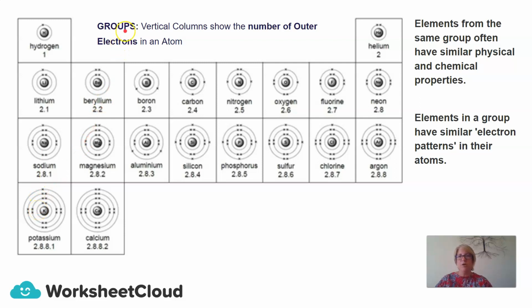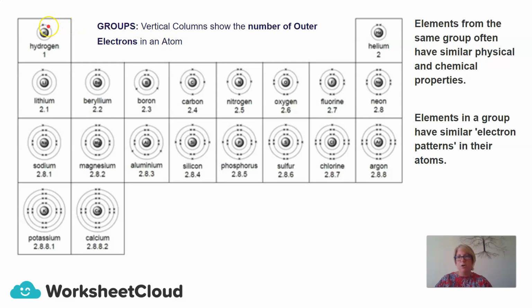So if we have a look at it, groups are the vertical columns. So this is going to be a group, that's a group, that's a group. And they are arranged according to the number of outer electrons in an atom. And remember, I'm going to be doing atomic structure tomorrow. So if this is a little bit confusing, just hang on till then, and then maybe you can come back and re-watch today's video and it will make more sense to you.